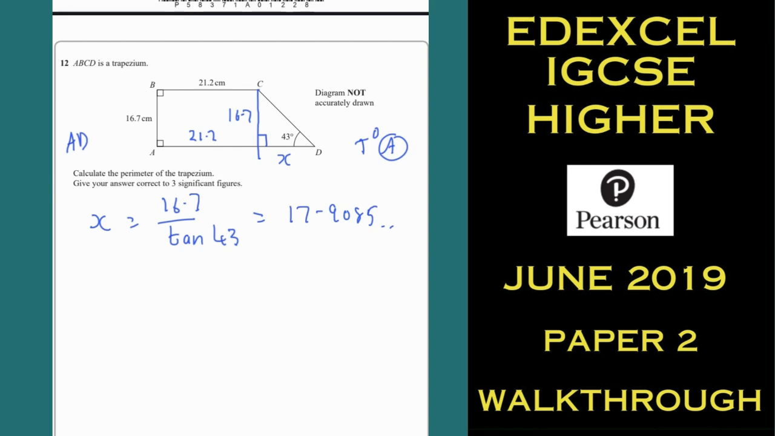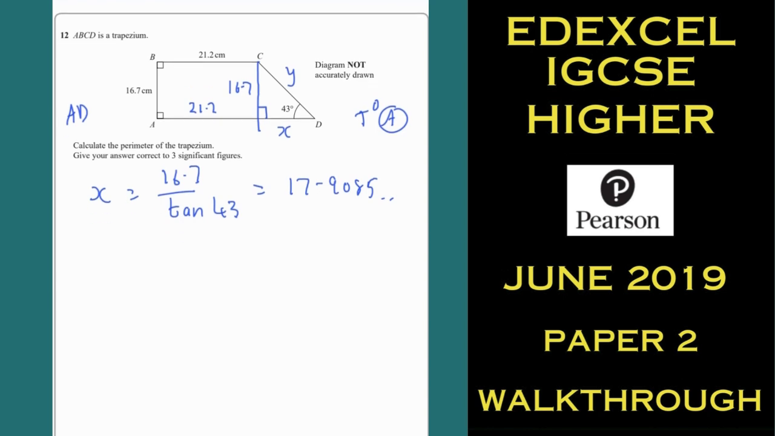But that's not the full picture. We might now have the length A to D, because it's 21 plus 17.9-ish. We're also going to need C to D, because don't forget perimeter means all the way around. So it wasn't just hidden SOHCAHTOA, it was hidden double SOHCAHTOA. So for Y, we're now wanting the hypotenuse. And you can use the opposite or the adjacent, it's entirely up to you, but I'll use the 16.7. So I'm going to go for opposite and hypotenuse.